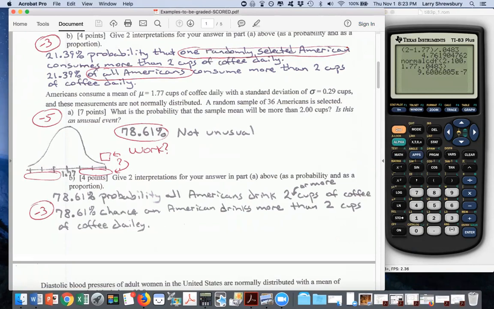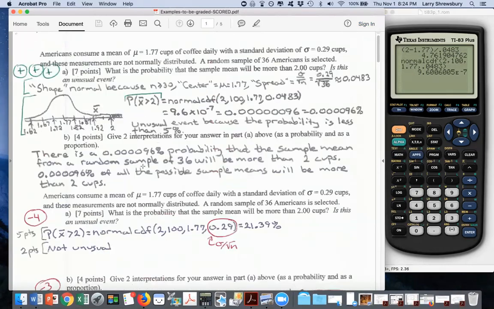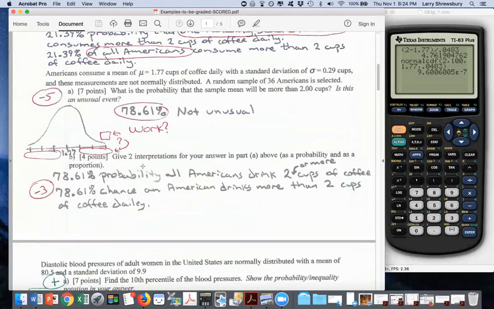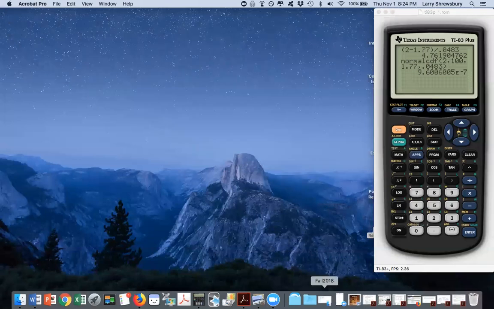So this says chance an American drinks more than. You left out two important words. One, randomly selected, because otherwise it's not a probability. So these are really garbled up, messed up interpretations. So hence, that's why they're losing so many points. All right, so you just saw a good example and a bad one and a worse one. Now let's go ahead and look at another problem.